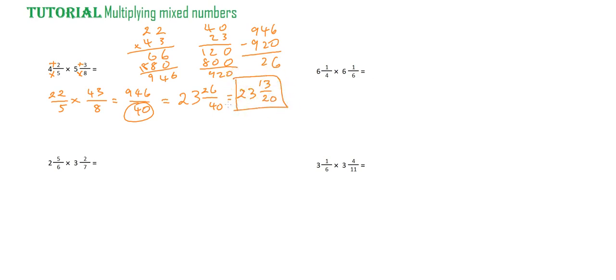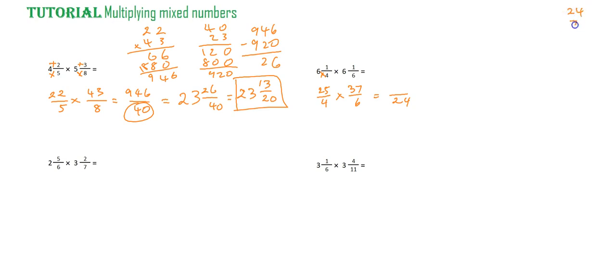So it's a lot of work to get there when they're mixed numbers. So let's do the next one over here. So 6 times 4 is 24, plus 1 is 25. So 25 over 4 times 6 times 6 is 36, plus 1 is 37 over 6. So denominator times denominator is 24, and numerator times numerator is 25 times 37.